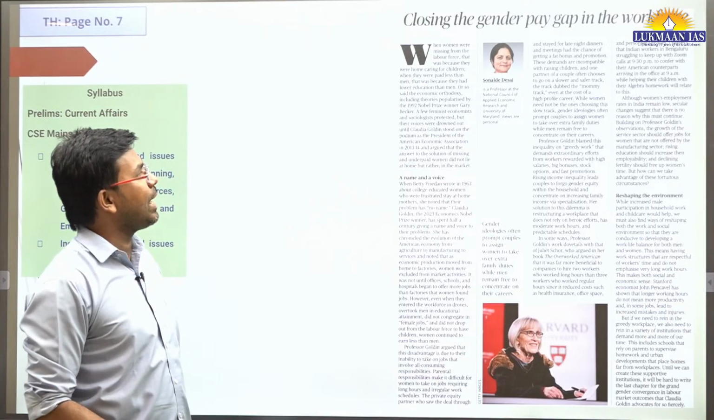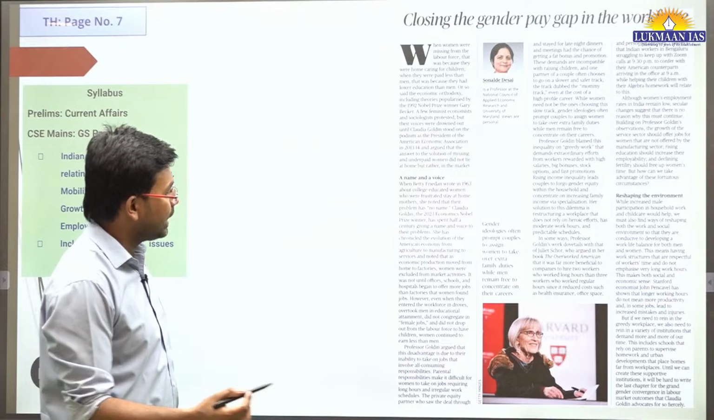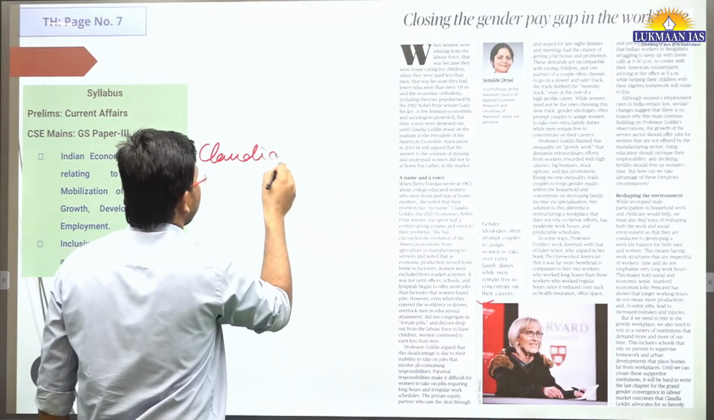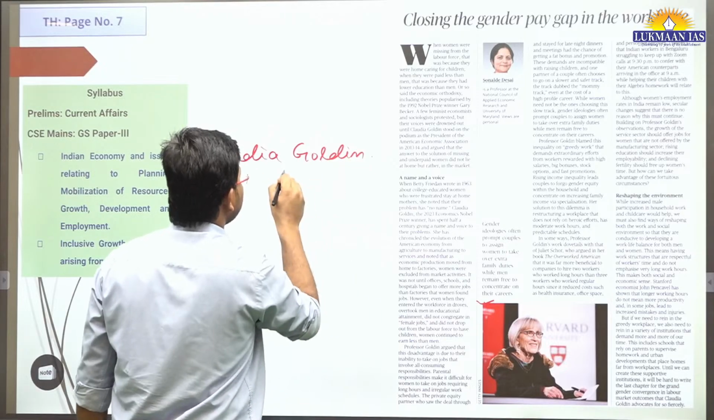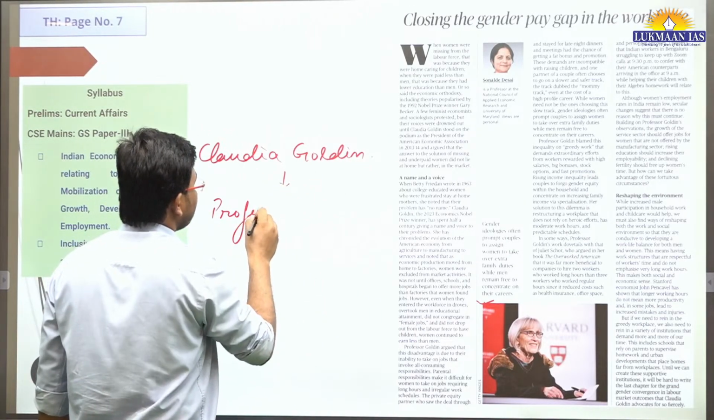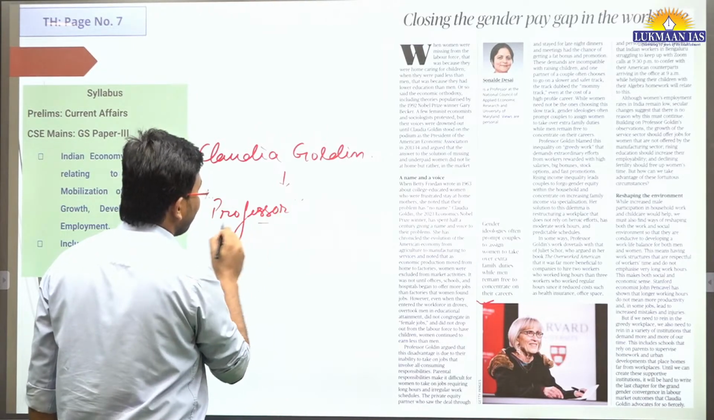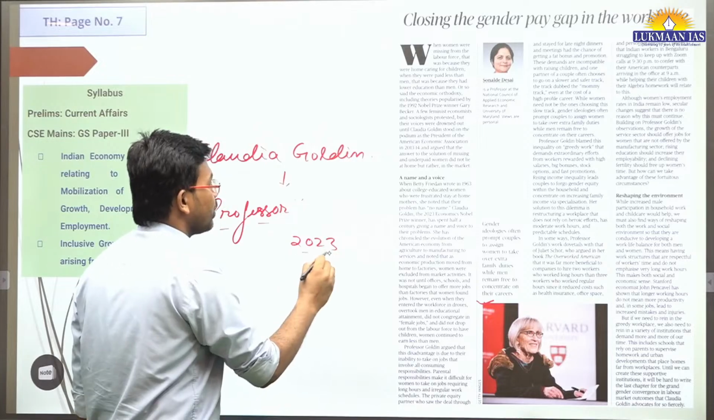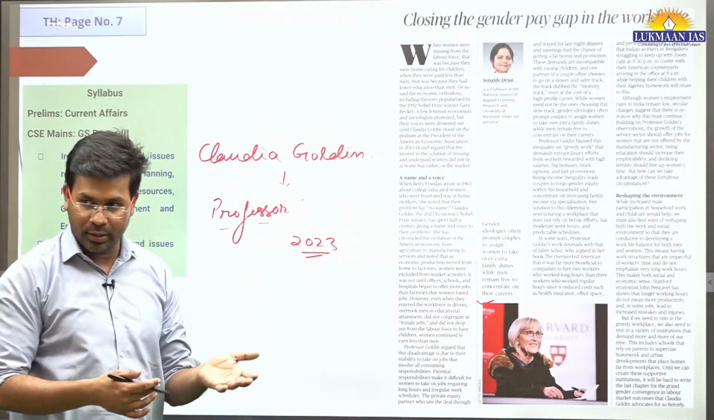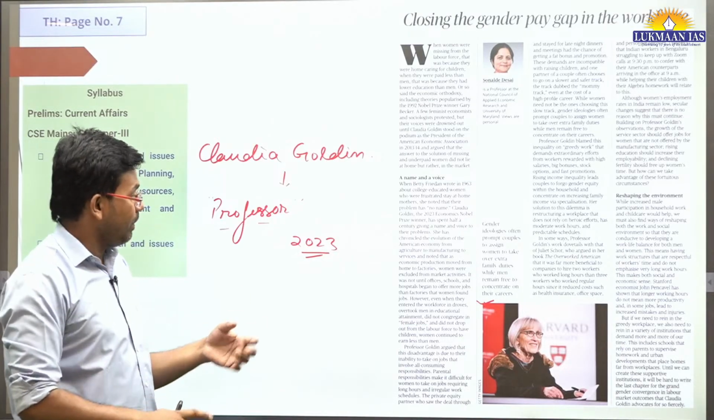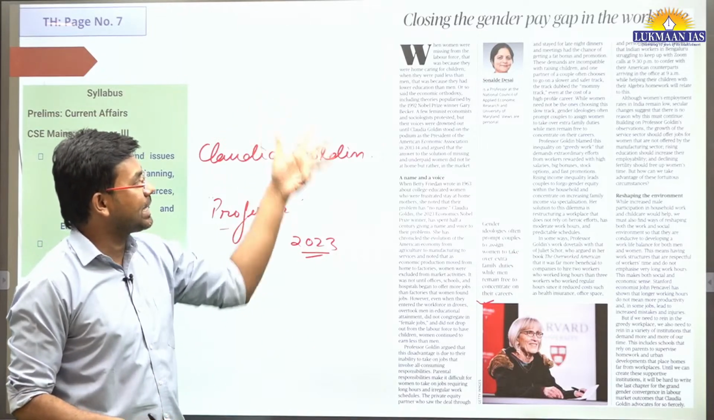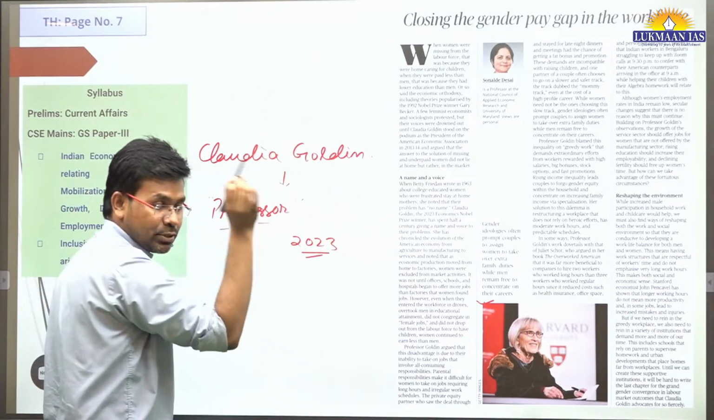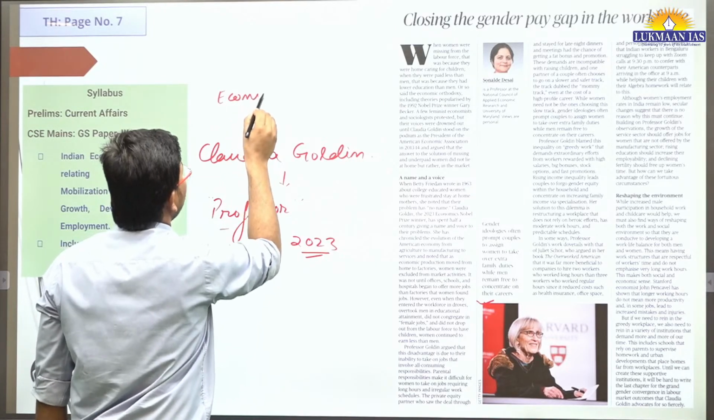It says closing the gender pay gap in the workplace. As we all know, this is the image of Claudia Goldin. This person is a professor at Harvard, I think, and she has been awarded the Sveriges Riksbank Prize in Economic Sciences for 2023. Although this is not a Nobel Prize, because Nobel Prize is given for experimental work like physics, chemistry, medicine, etc., this is also equivalent to a Nobel Prize, and in fact in this article the author has referred to this prize as a Nobel Prize. So this person has got the prize in economic sciences, for economics.